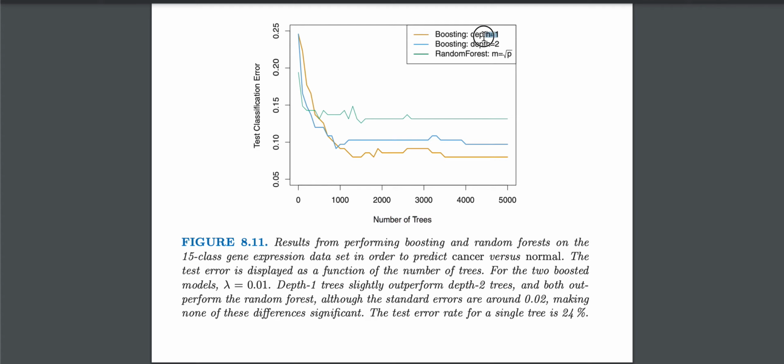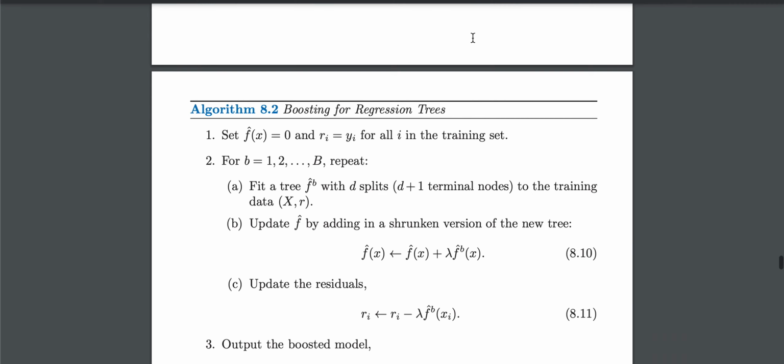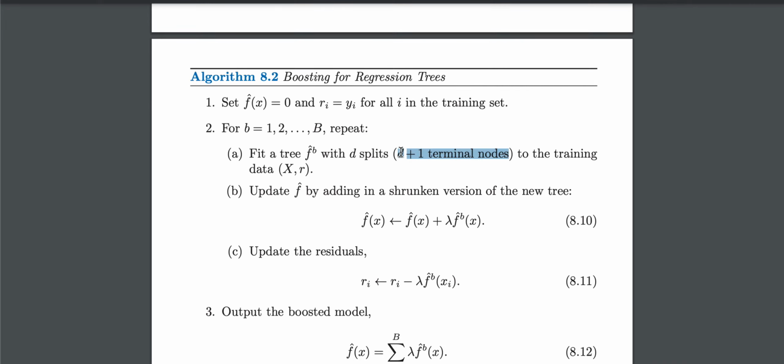Finally, a tree that has a depth of 1 has 2 terminal nodes, so it's just a single split. A tree with a single split is also known as a stump. And if you use trees that are made out of stumps, then boosting for regression trees can be reduced to an additive model, which is easier to interpret.